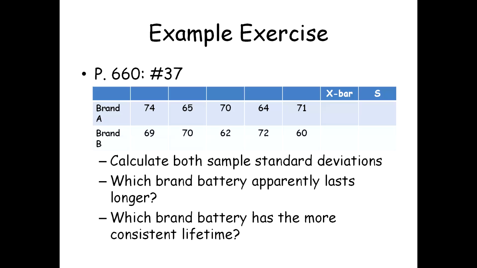Six times 12 is 72. So it should have at least a 72-month cycle of use. So we're going to look at the mean and the standard deviation of these. And from this, we're going to determine which brand battery apparently lasts longer and which one has the more consistent lifetime. So let's look at the longer value first.